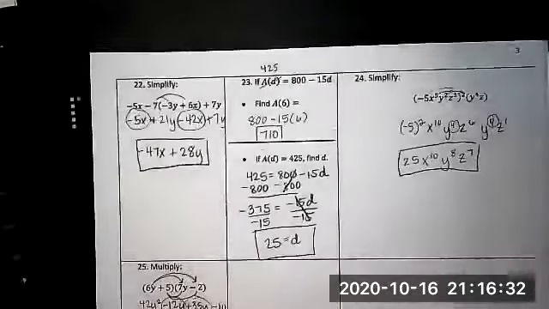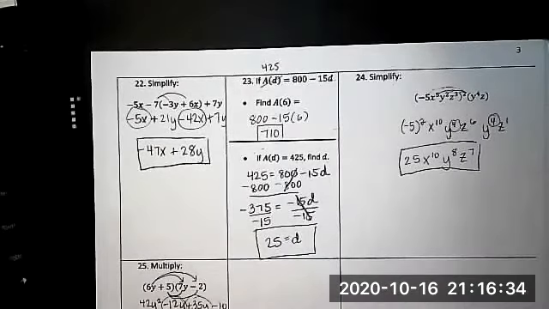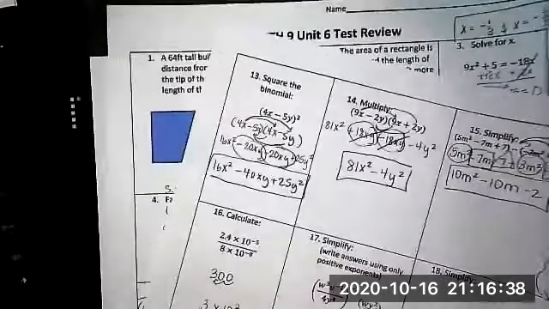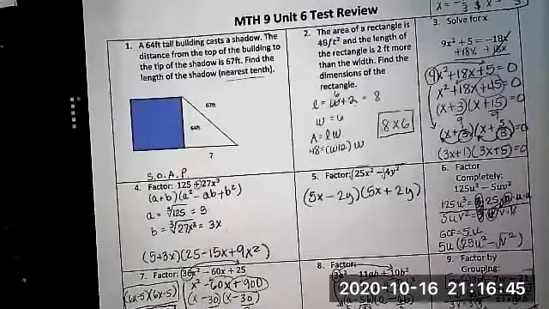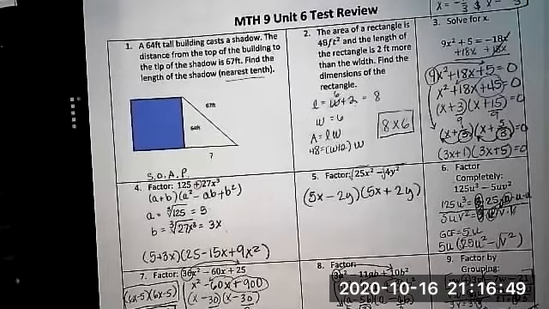All right, and that right there is the unit 6 test review. Okay, that's the unit 6 test review. The key is on your modules assignment tab in Canvas if you want to look at the key.